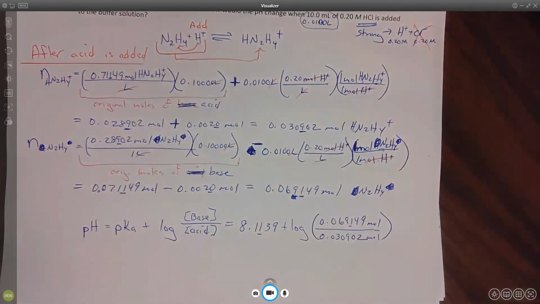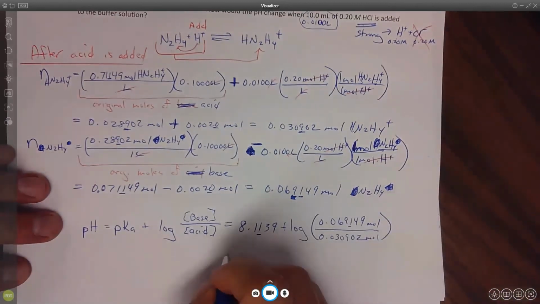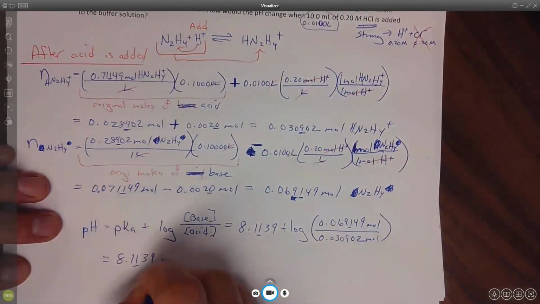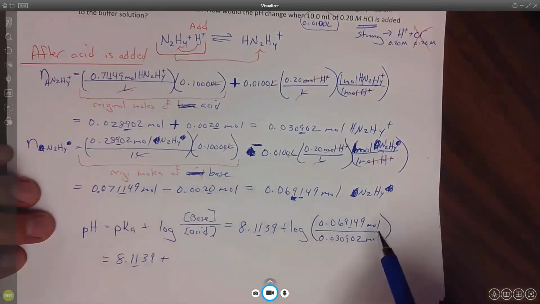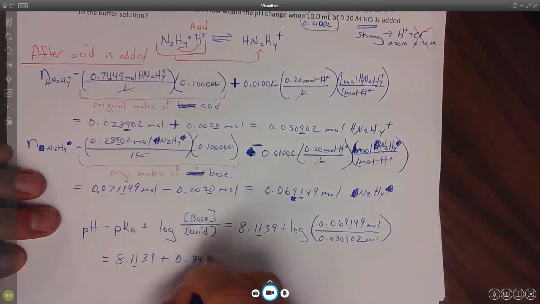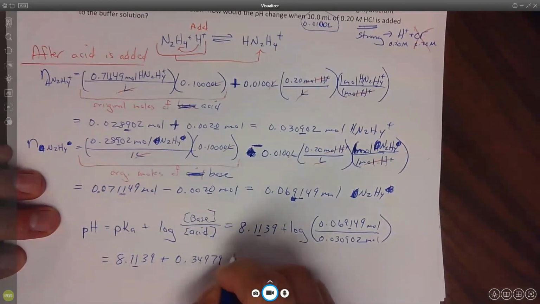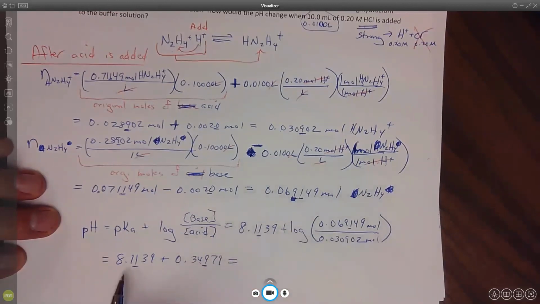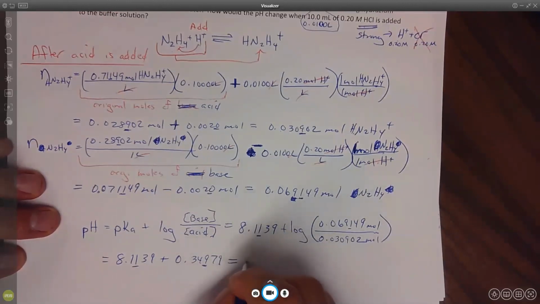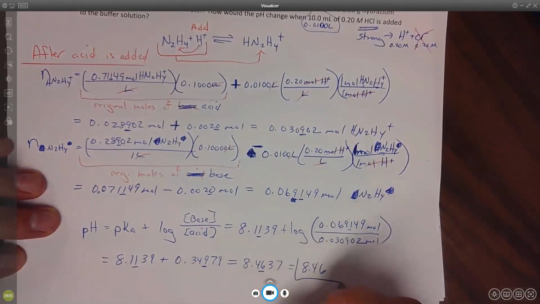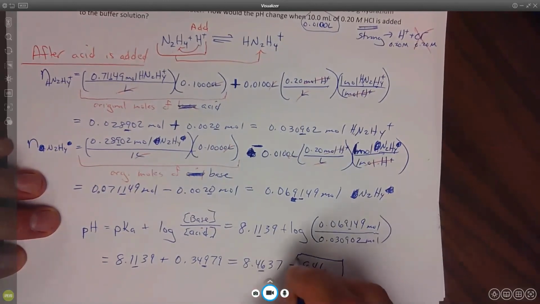Okay, so now you plug that into your calculator. So that is going to be equal to our 8.1139, and then this will be plus the log of 0.34979. And that's going to be 3 sig figs. So this is 2 past, this is 3 past, so our answer can only be 2 past. And so that'd be 8.47. I'm sorry, 8.46. Okay.